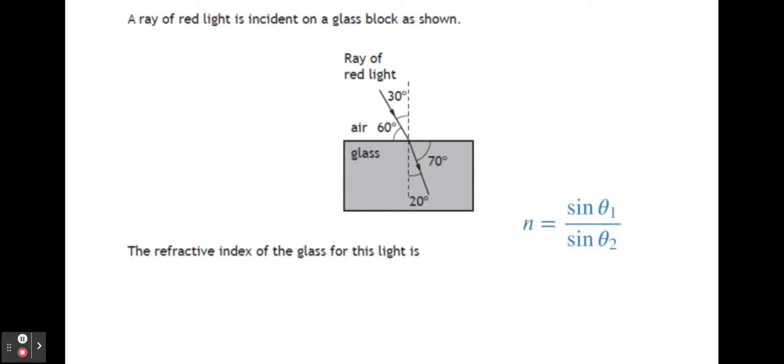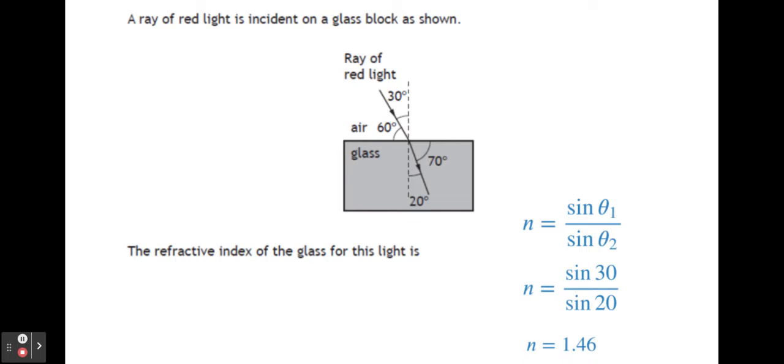Now, refractive index is sine theta 1 divided by sine theta 2. Theta 1 is always the angle in the air, and we must always measure our angle between the light ray and the normal. So theta 1 in this case is 30 degrees. Theta 2 is the angle within the material. And again, we must always measure it between the normal and the light ray. So in this case, the angle is 20 degrees. So the refractive index is sine 30 divided by sine 20, which is 1.46.